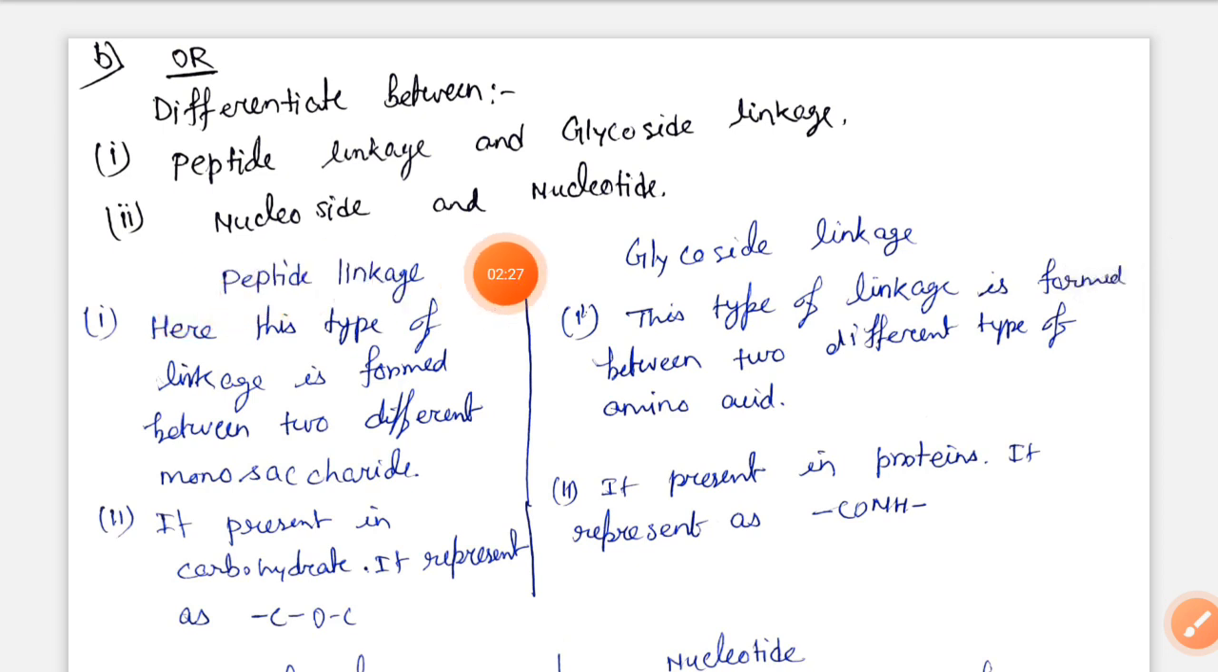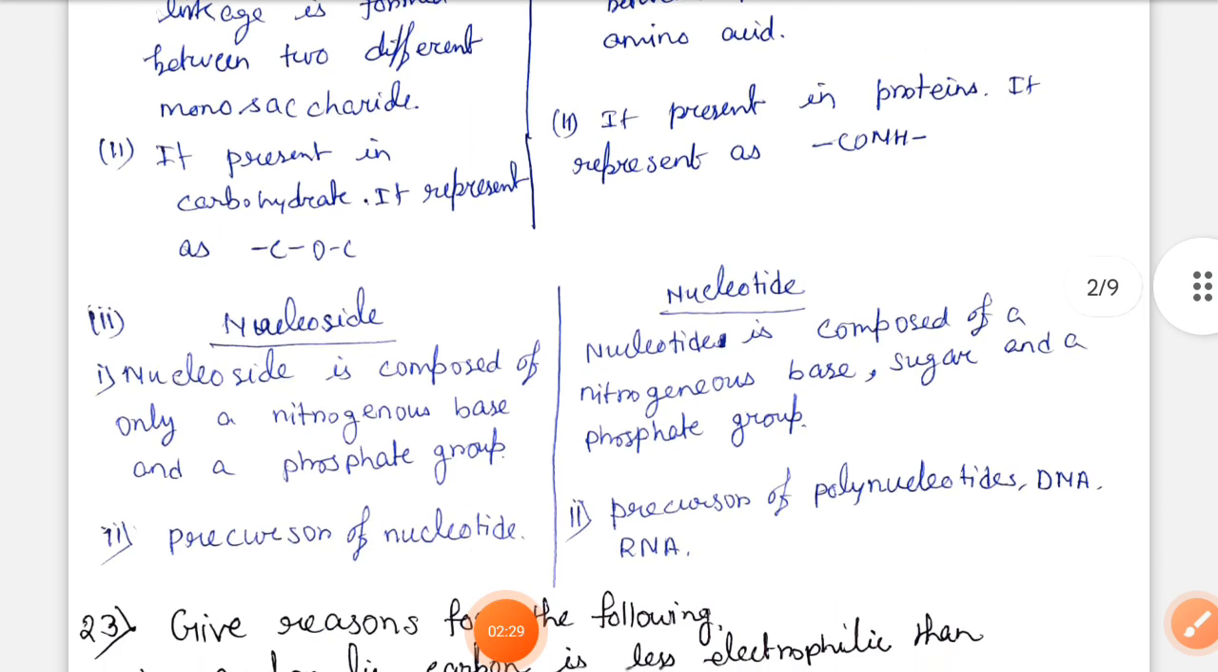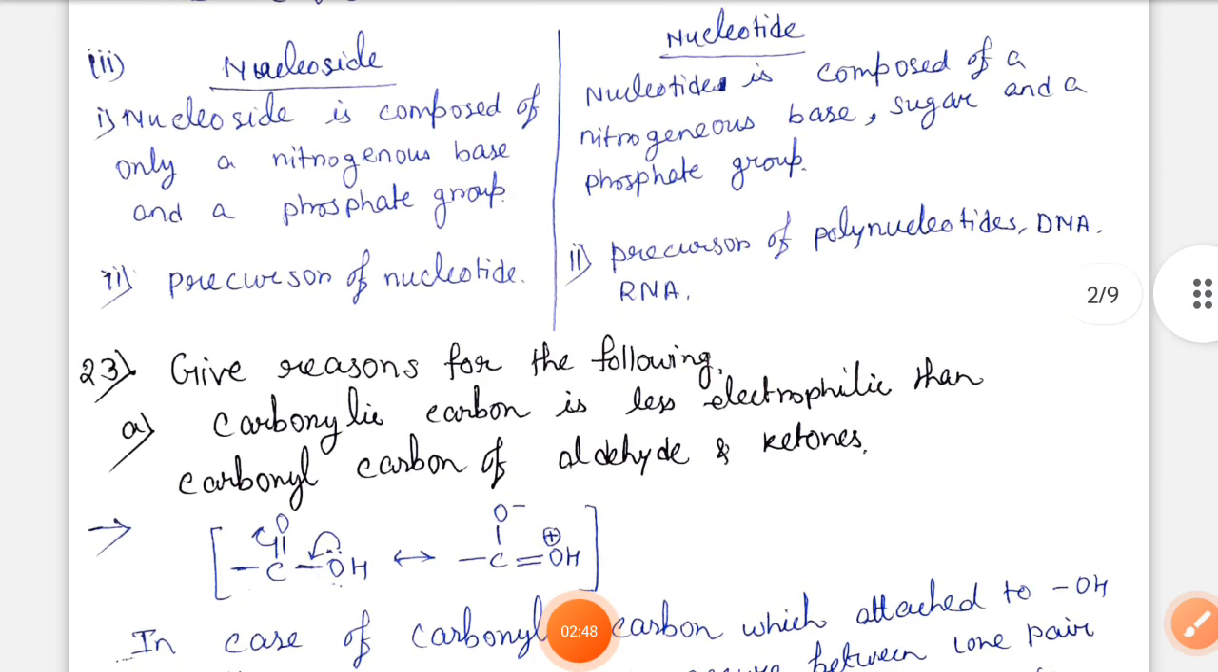Next, nucleoside and nucleotide. Okay, so a nucleoside is composed of only a nitrogenous base and a sugar, but nucleotides are composed of base, sugar, and phosphate group. Here, the nucleoside is the precursor of nucleotide and the nucleotide is the precursor of polynucleotides, DNA, RNA, etc. Okay, next, give reason for the following.